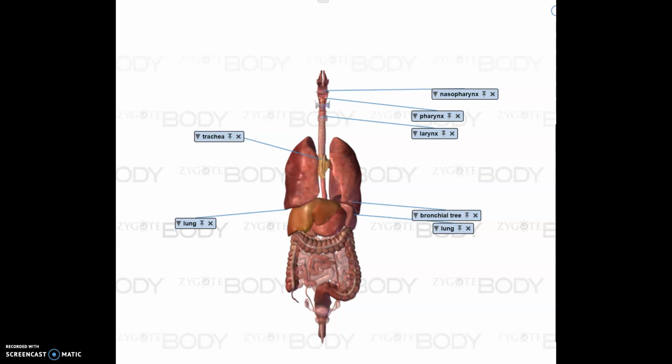Following the pharynx, the larynx is next. The larynx is also known as our vocal cords. It also helps with breathing, creating sound, and protecting our trachea. As for creating sound, it will control our pitch and volume, and that is essential for phonation.